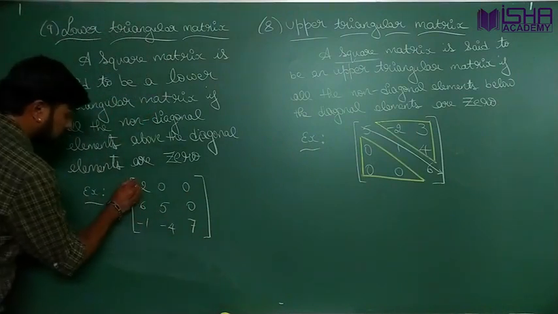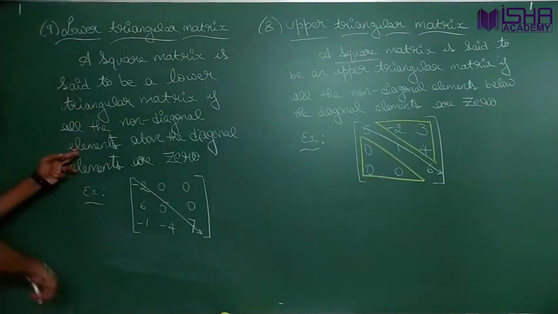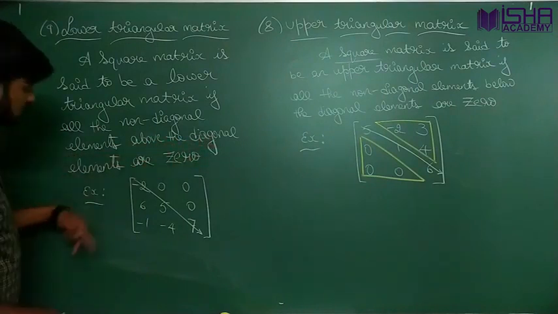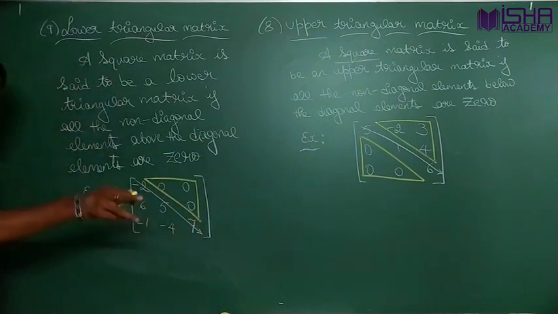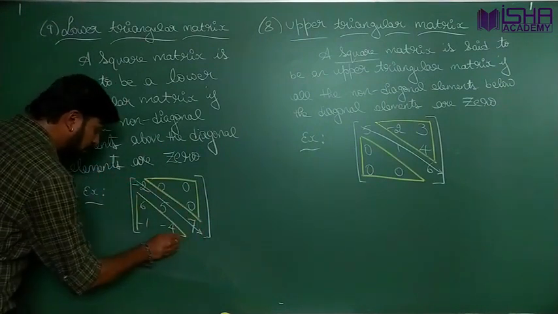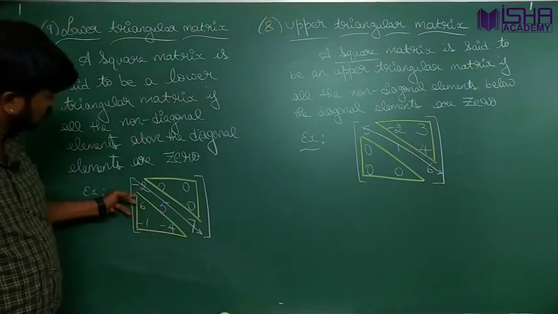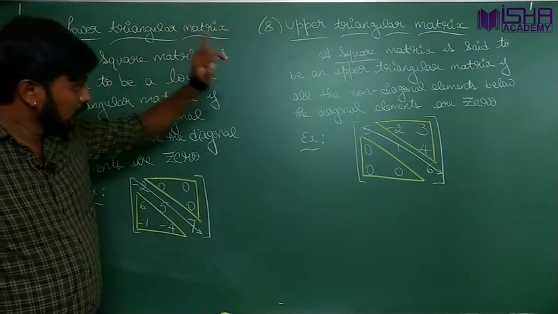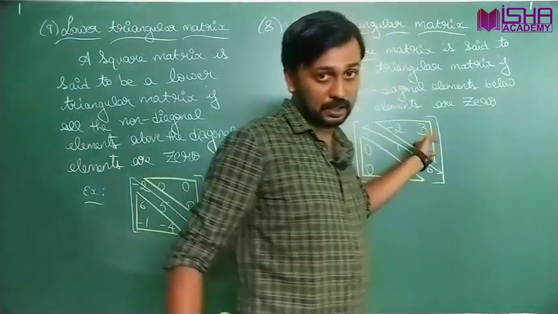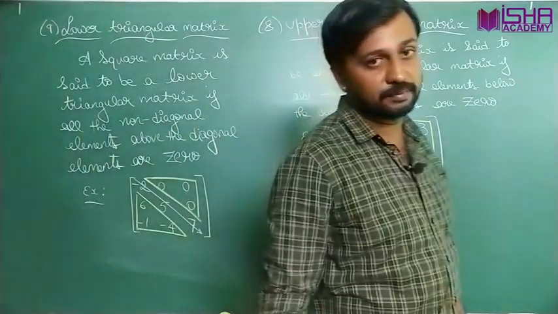Look here, first of all this is the diagonal, the principal diagonal elements. So what's your definition? All the non-diagonal elements above the principal diagonal elements are 0. That means only the non-diagonal elements below the diagonal should be present. Only if lower triangular elements are present do we call it a lower triangular matrix. If upper triangular elements are present, it is called an upper triangular matrix. Clear?